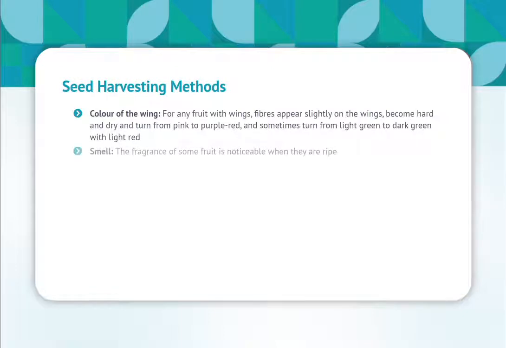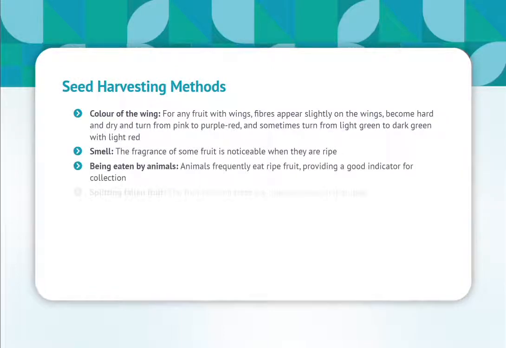Color of the wing. For any fruit with wings, fibers appear slightly on the wings, become hard and dry, and turn from pink to purple-red, and sometimes turn from light green to dark green with light red. Smell. The fragrance of some fruit is noticeable when they are ripe. Being eaten by animals. Animals frequently eat ripe fruit, providing a good indicator for collection. Splitting fallen fruit. The fruit of some trees are ripe and loose in their pod.